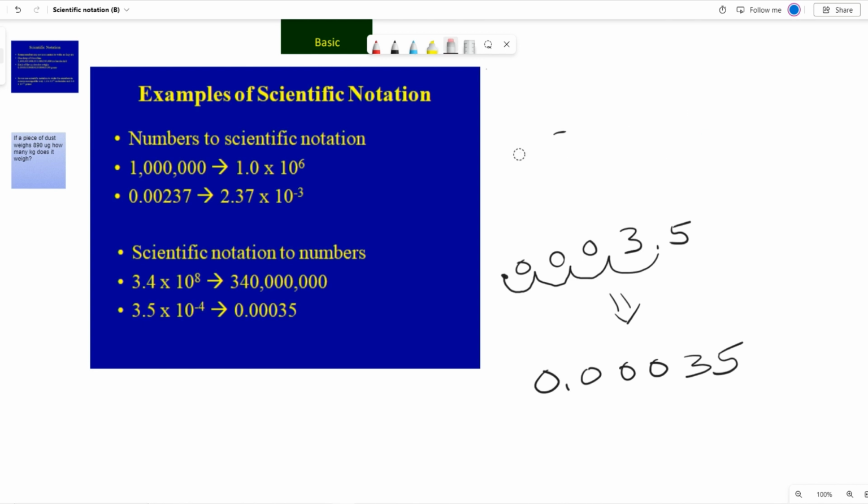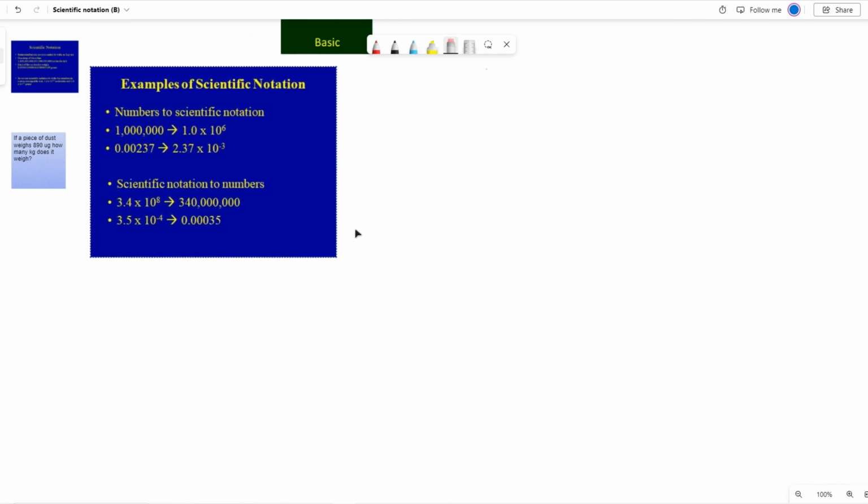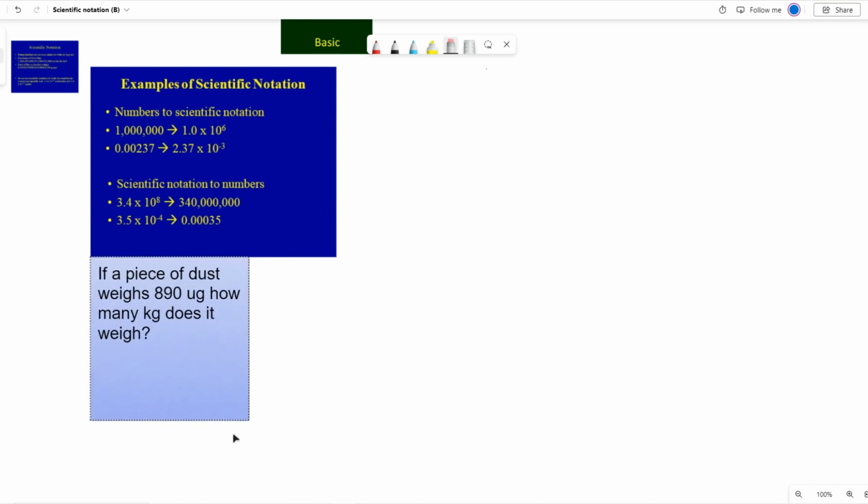So before we end the video, let's take a look at one example of a problem where using scientific notation would be practical. Let me just shrink this down a little bit, and we'll bring the problem over here. It says, if a piece of dust weighs 890 micrograms, how many kilograms does it weigh?